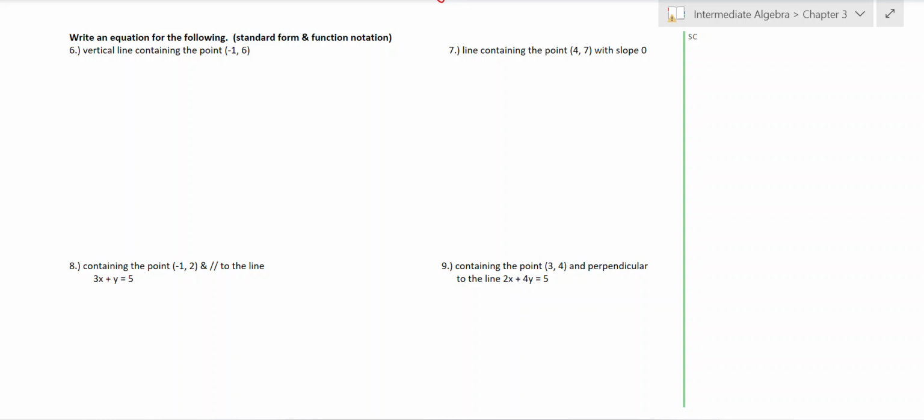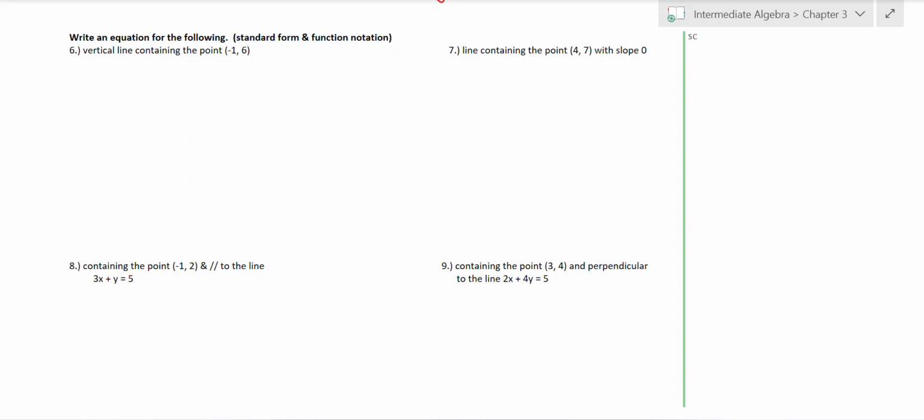3.5 by doing a couple of special cases. The first one is writing an equation for the line, and for this one, it's a vertical line containing the point negative 1, 6.